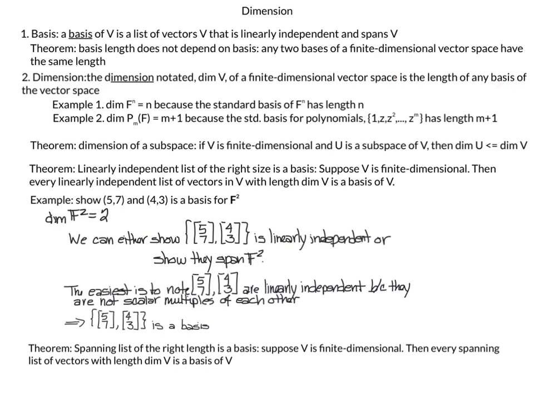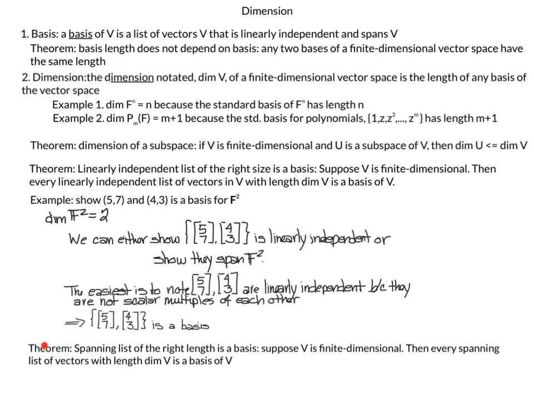So our examples include dimension of Fn is equal to n because the standard basis of Fn, that is E1, E2 up to En, has length n. The second example we have is the dimension of polynomials of degree m or less is equal to m plus 1 because the standard basis for polynomials of degree m or less is equal to 1, z, z squared up to z to the m, which has length m plus 1. We have this theorem regarding the dimension of a subspace. So if V is a finite dimensional vector space and U is a subspace of V, then the dimension of U must be less than or equal to the dimension of V.